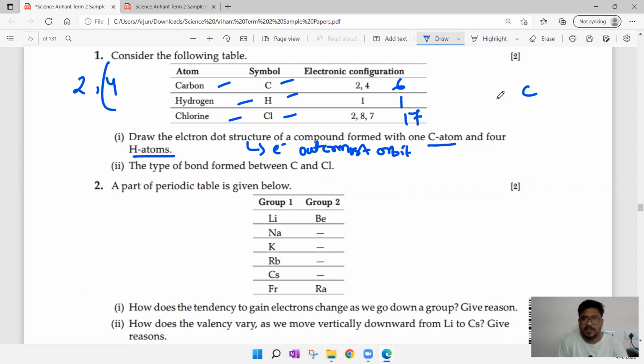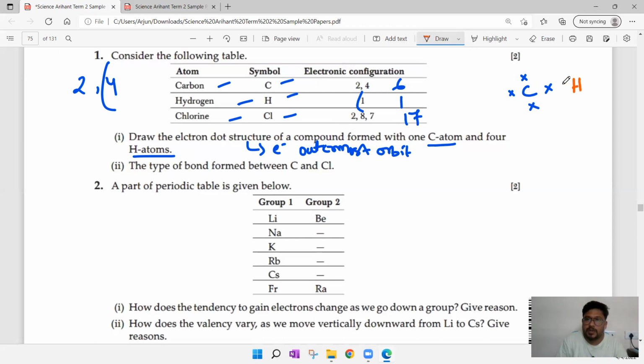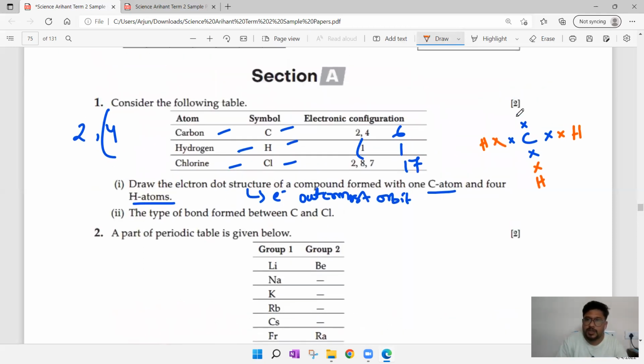And coming to another thing, they are asking with 1 carbon and 4 hydrogen atoms. Hydrogen has only 1 electron in its outermost orbit. So we draw carbon with 1 electron, second electron, third electron, and fourth electron. And coming to hydrogen, we can draw H with 1 electron here, hydrogen with 1 electron here, hydrogen and another hydrogen with 1 electron.